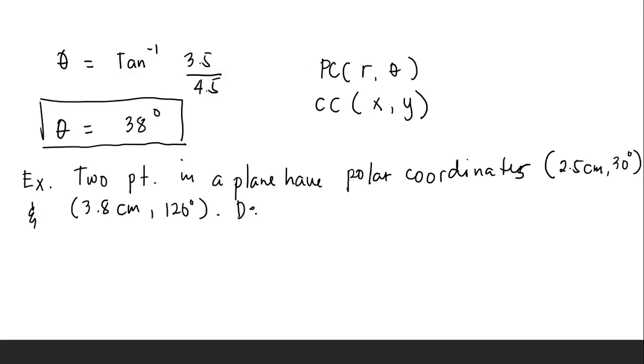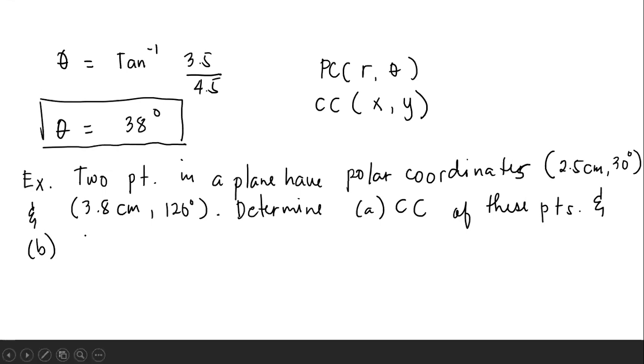Now, determine letter A, the Cartesian coordinates of these points. And letter B, the distance between them. Using mathematical method and graphical method. Okay, first thing to do is what? Okay, to draw the figure.